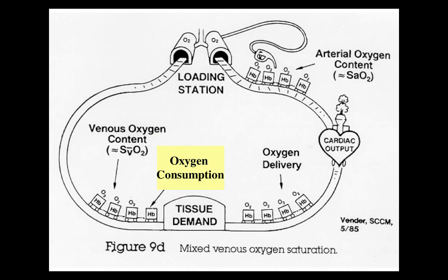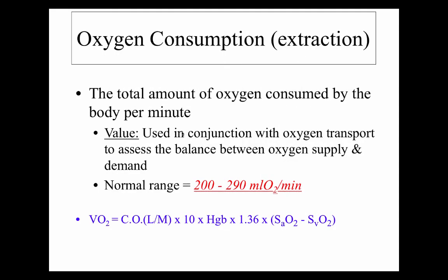Oxygen consumption. Again, we load the oxygen. We have an oxygen content that's being driven by cardiac output or our pump flow, but that's being delivered to the tissues, and some of that oxygen is being consumed by oxidative metabolism. And so we need to be able to calculate the oxygen consumption or extraction. So oxygen extraction is the total amount of oxygen consumed by the body per minute. And it's used in conjunction with oxygen transport to assess the balance between oxygen supply and demand.